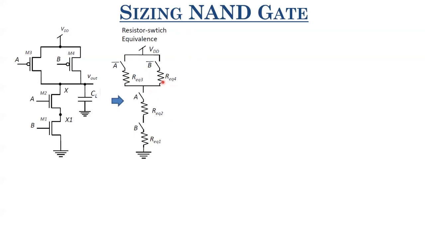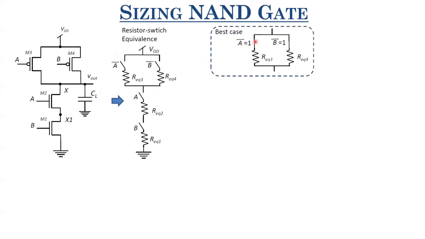So let us focus on the pull-up network first. What is the best case for the pull-up network? The best case is when A equals zero as well as B equals zero, that is, both of them are closed. So in the best case, this CL would be charged by a parallel combination of R equivalent 3 and R equivalent 4. In that case, your TPLH would be 0.69 times R equivalent 4 parallel R equivalent 3 into CL, and that represents the best case, or the least TPLH value.